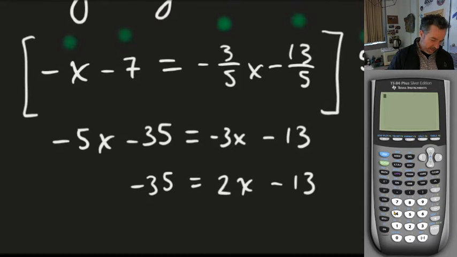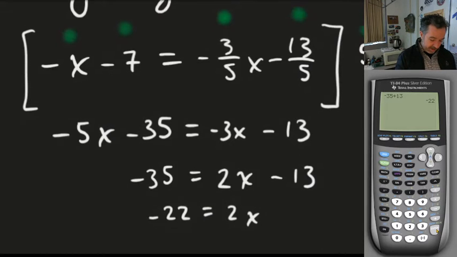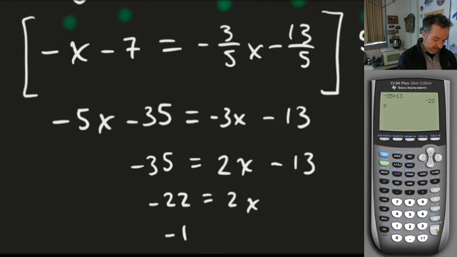I hit the negative button, 35, and I'm going to add plus 13. So what I'm doing is I'm adding 13 to both sides. Over on the left-hand side, negative 35 plus 13 is going to give me a negative 22. And over on the other side, when I add 13 to the right-hand side, it's just going to give me this 2x. I can divide both sides by 2. Negative 11 is what I get on this side, and x is what I get on the other.